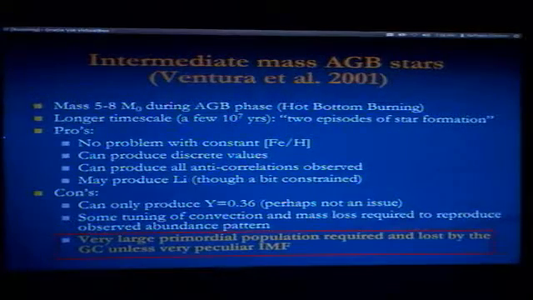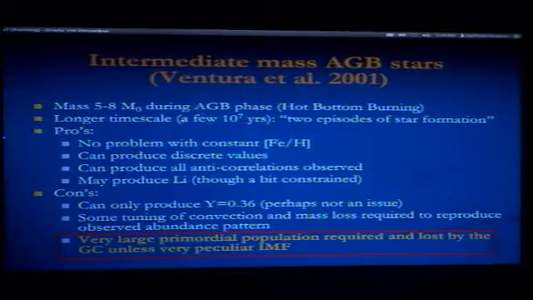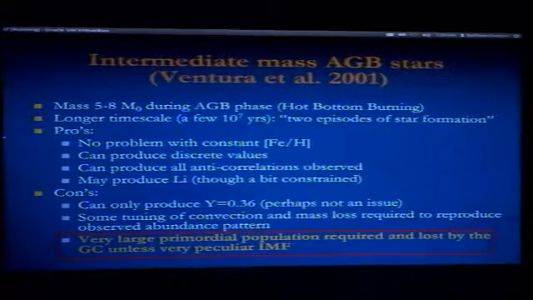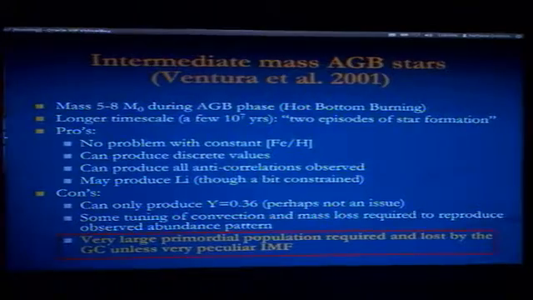The two most favored mechanisms are intermediate mass AGB stars and fast rotating massive stars. Intermediate mass AGB stars are stars within the range of 4 or 5 to 8 solar masses, and we are considering them during the AGB phase, where there is hot bottom burning and there is also a lot of mass loss. And this fact that there is a lot of mass loss allows you to give back to the interstellar medium the material at the right moment.